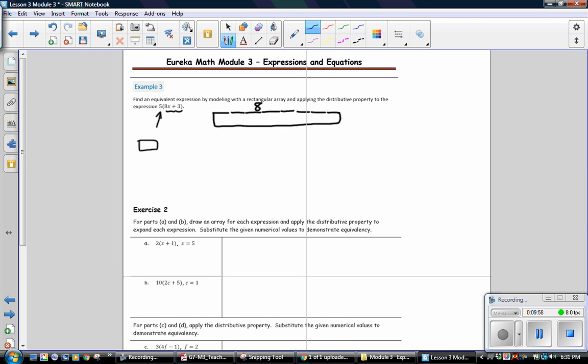And then 3 more units. 1, 2, 3, and that is representing the 3. So that is our 8x plus 3. And then we want 5 rows of that. So that's 1, 2, 3, 4, 5. 5 rows. So this is our rectangular array for 5 times the quantity 8x plus 3.